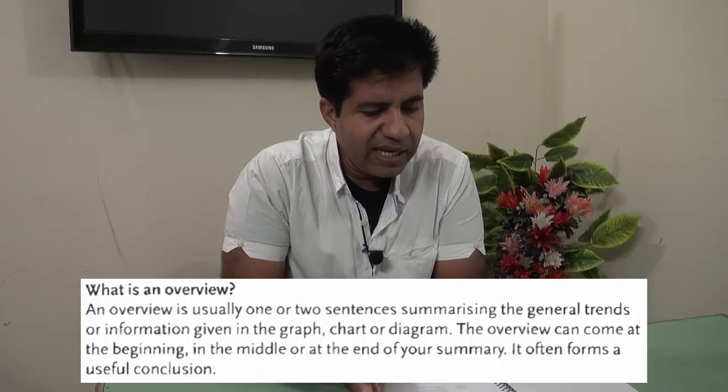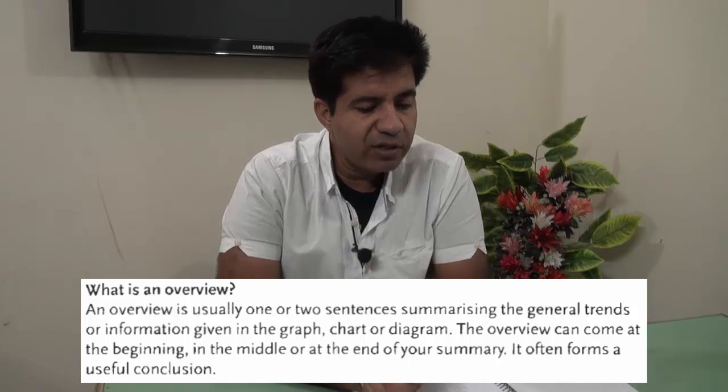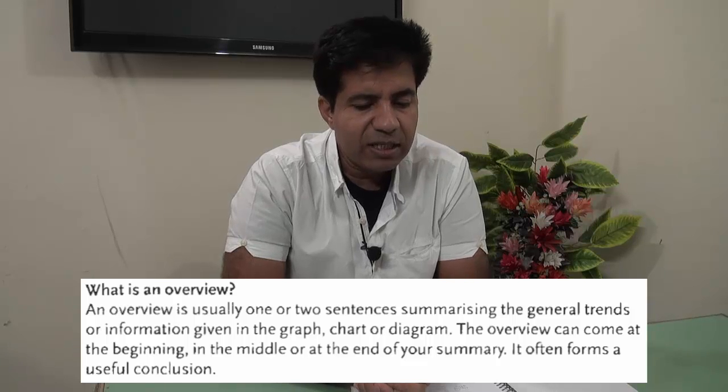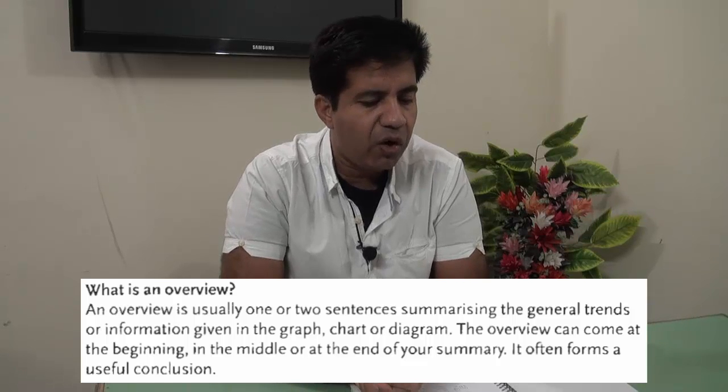This is an authentic book from where we are doing it. So if you write like this, you will get 3 bands out of 3. What is an overview? Now we're going to see what an overview is. An overview is usually 1 or 2 sentences summarizing the general trends or information.